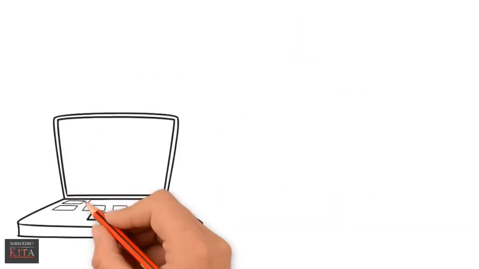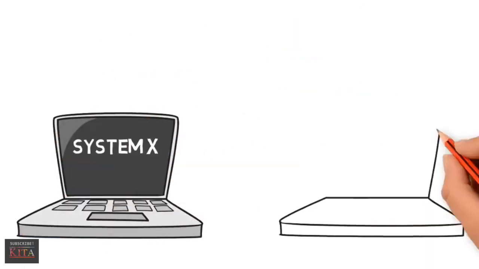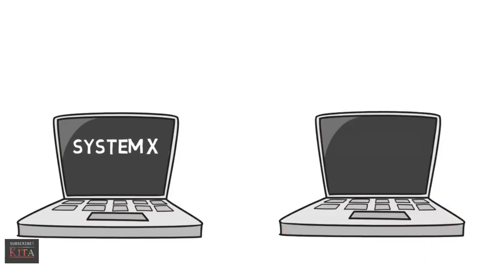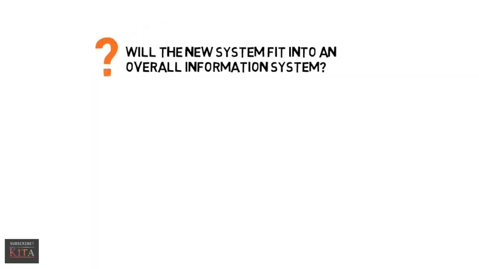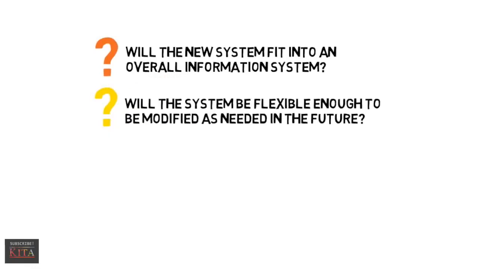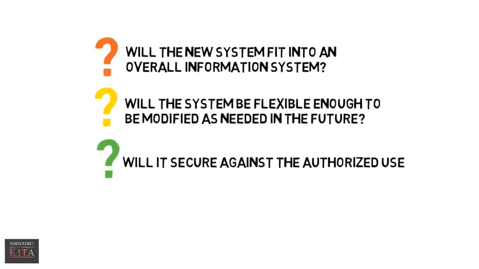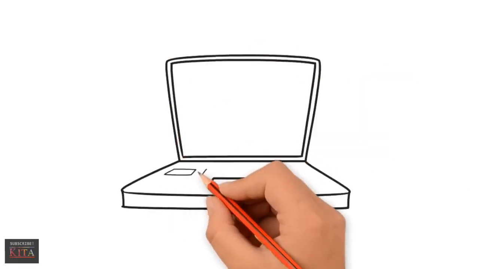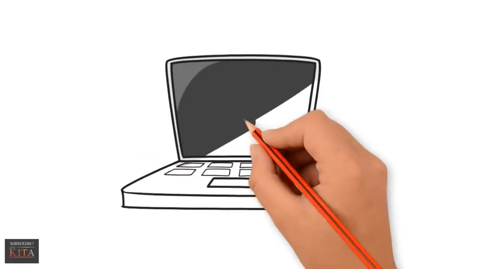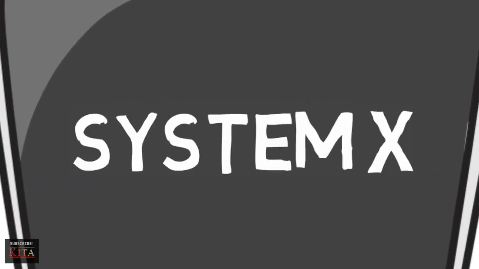The next part in this phase is to select the best system. A few questions need to be considered in making the right choice. Will the new system fit into an overall information system? Will the system be flexible enough to be modified as needed in the future? Will it be secure against unauthorized use? Will the system's benefits exceed its costs? Then, after selecting the best system, a system design report is prepared to summarize the findings.